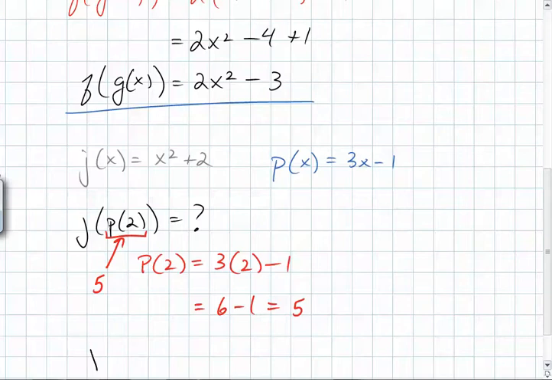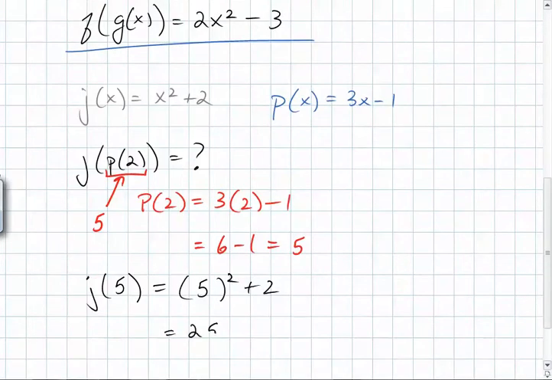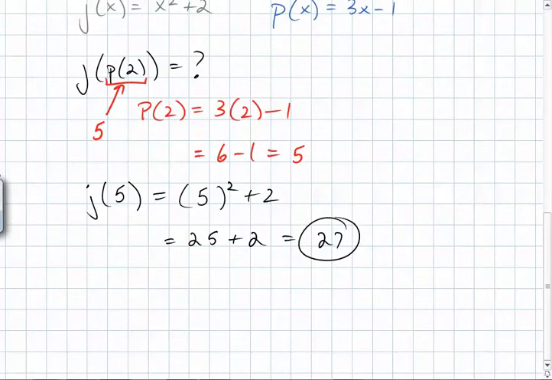So now we're evaluating j of 5. J of 5 is going to be x squared plus 2, but instead of x we're putting a 5 in. So that's going to equal 25 plus 2 is 27. So just remember, function composition is simply plugging one function into another function. One thing that's important to realize is that the order of the composition matters a great deal.